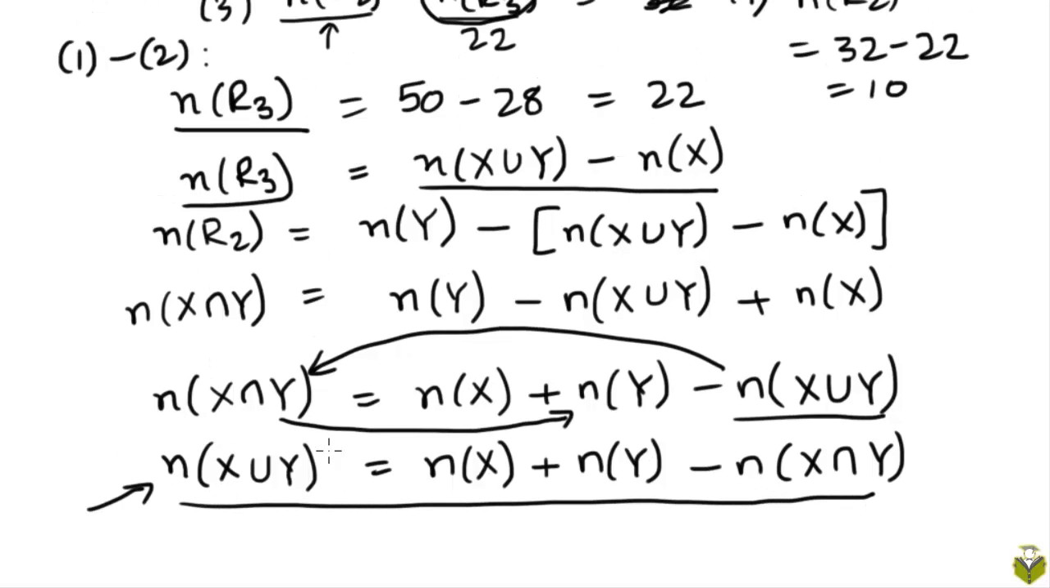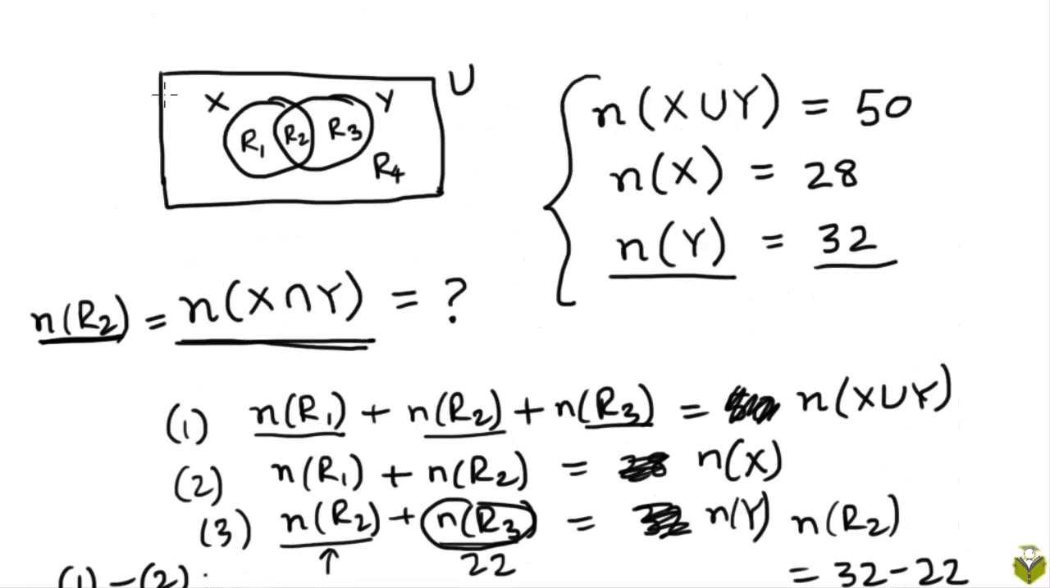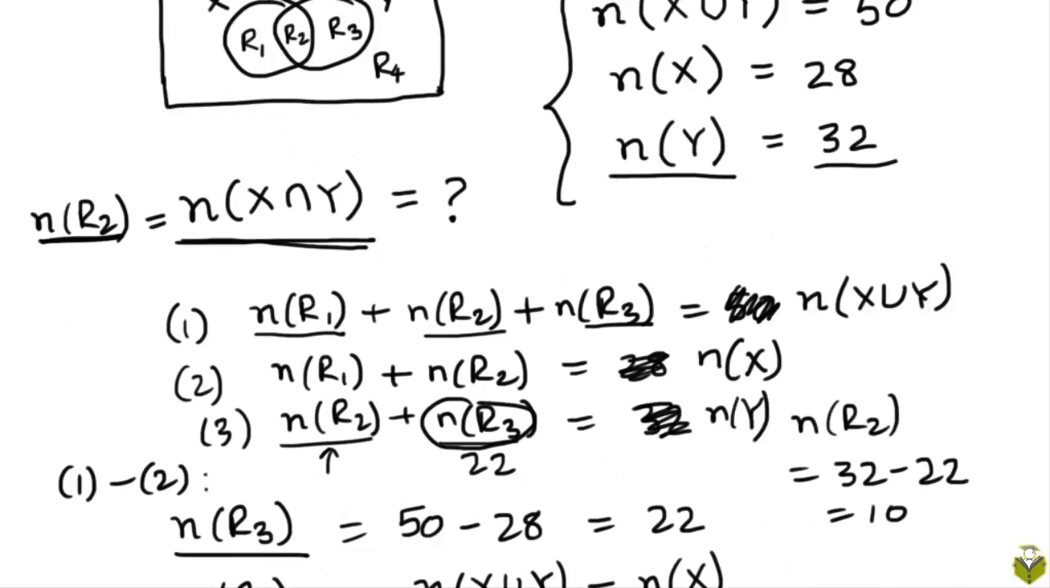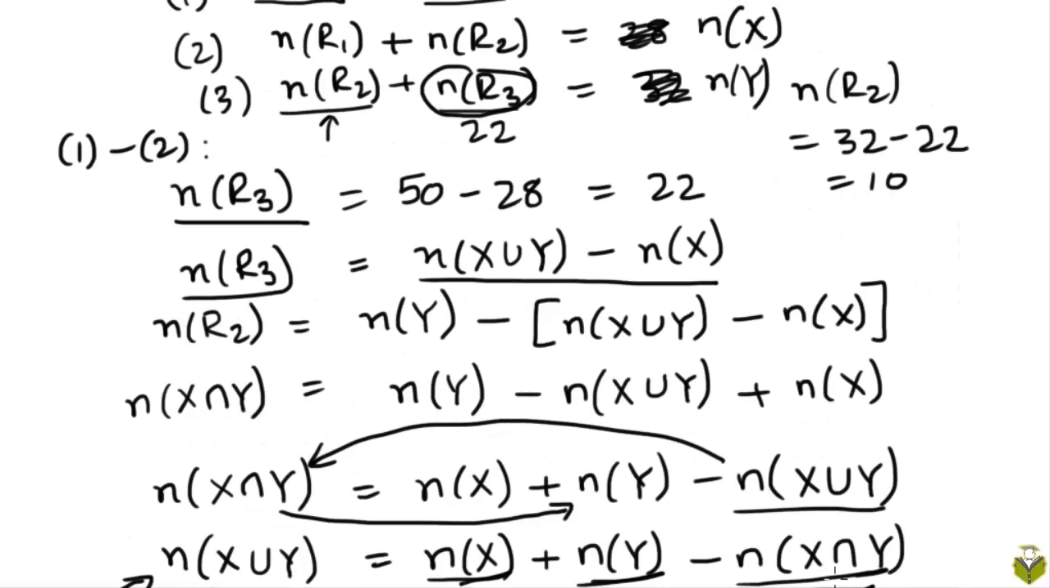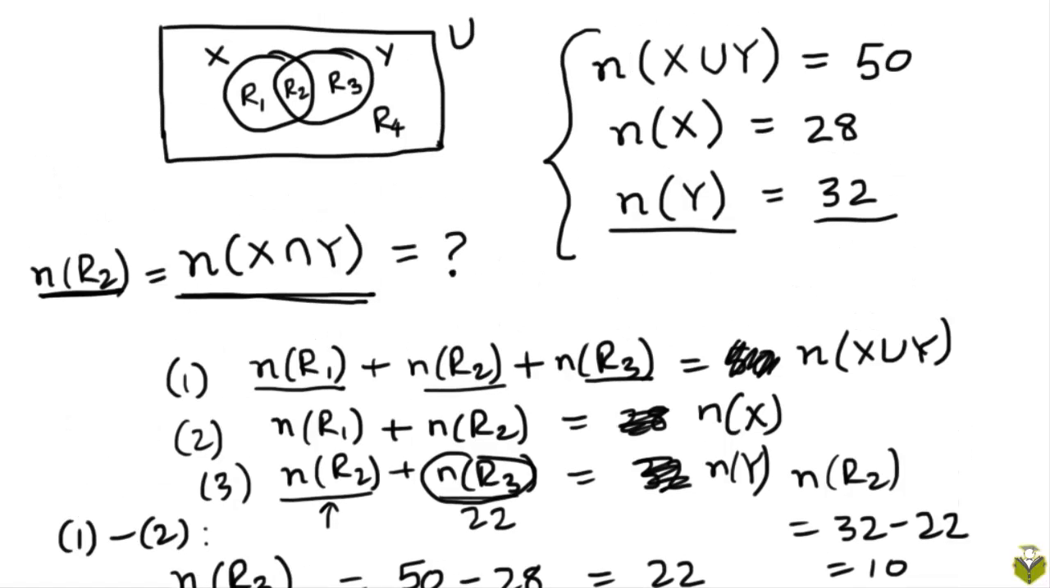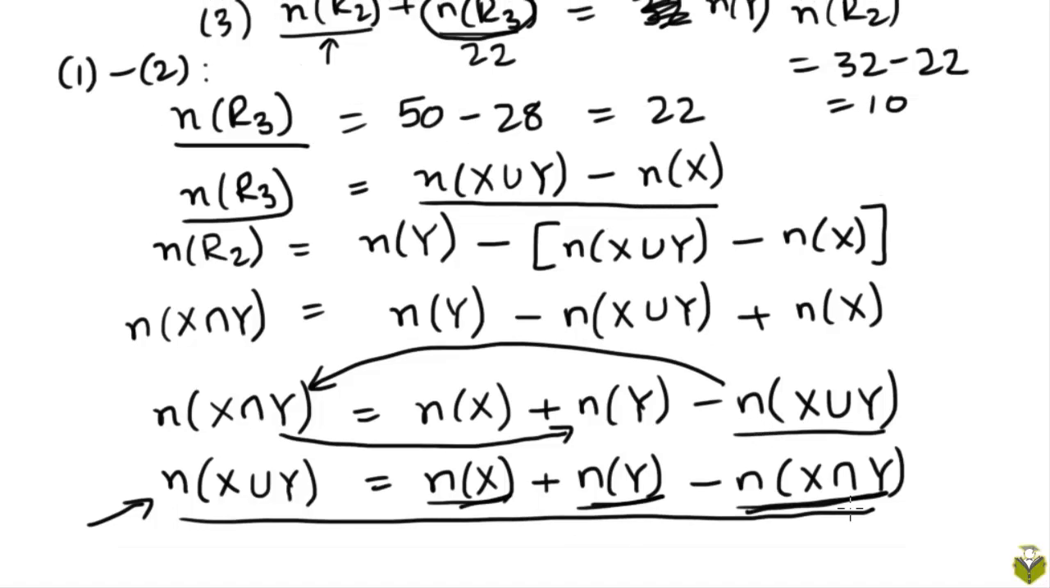If we want to count how many elements are there in these two sets together, we have to take the number of elements in the set X, add the number of elements in the set Y to it, but we have to subtract out the number of elements in the region of overlap, because these elements would have been counted twice when we added n of X and n of Y. So in order to address the fact that they have been double counted, we have to subtract them out once. And when we subtract them out once, we are essentially subtracting the number of elements in X intersection Y, which is the region of overlap.